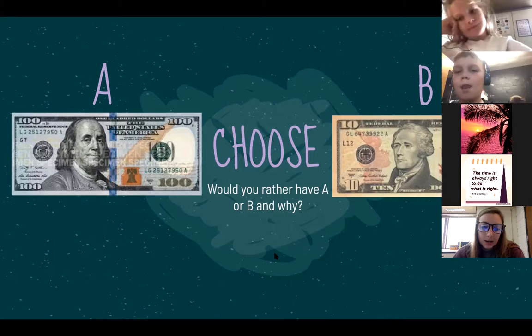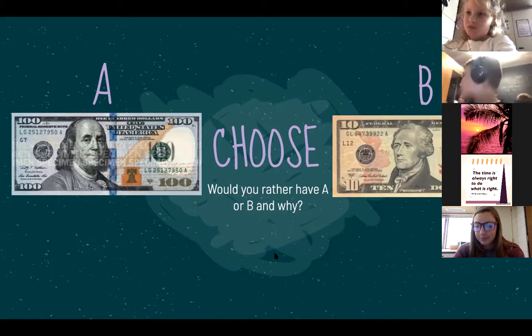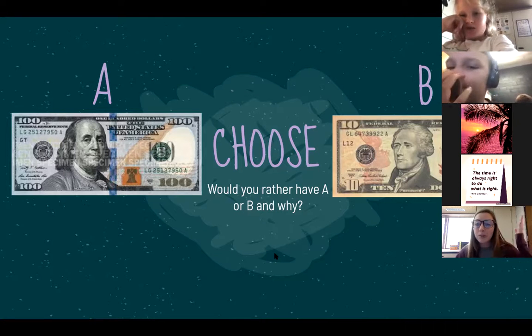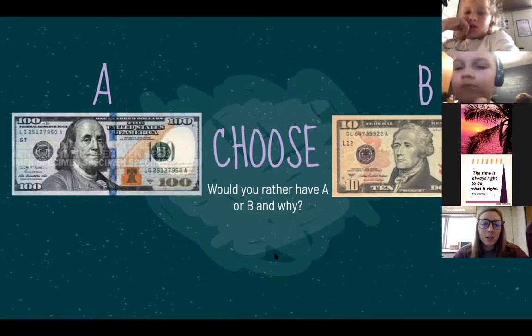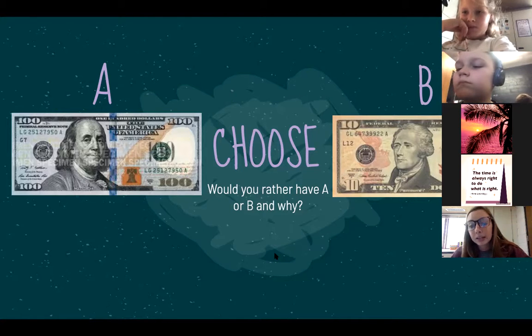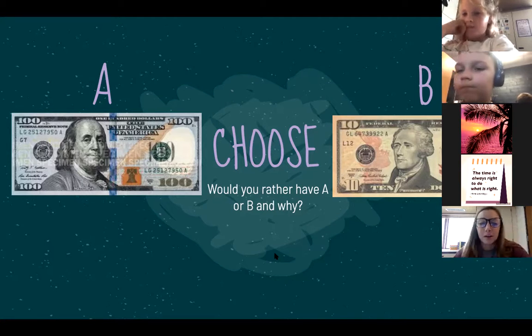All right, and then one more person. Jamari, what would you choose and why? I would choose A because it has Benjamin Franklin on it. Oh, it does have Benjamin Franklin. It absolutely does. So most of you told me either in the chat or on here that you would choose A because it's more money, or even if you didn't choose A, you still recognized that 100 is more than 10 because you're in fifth grade. I know you know this.